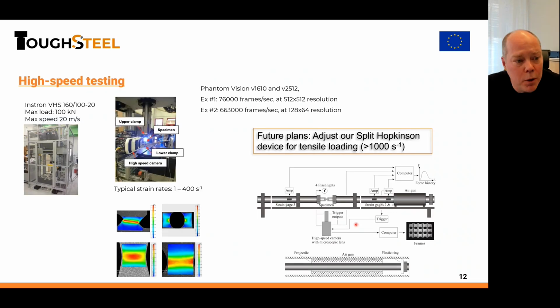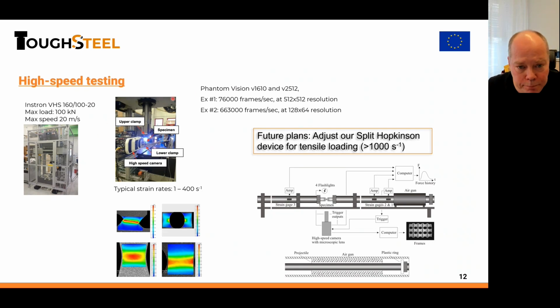And some words about the equipment we have here at the LTU. As Simon already has mentioned, we use our Instron high-speed machine. It has a loading capacity of 100 kilonewton. The maximum speed is 20 meters per second. You can run it in compression, as Simon was showing, and in tension as well.